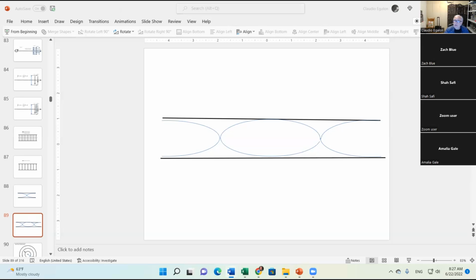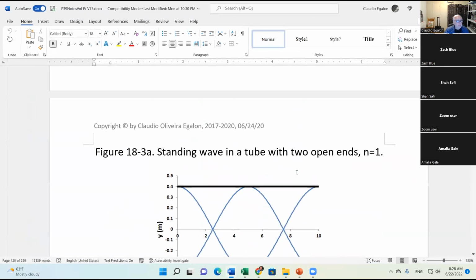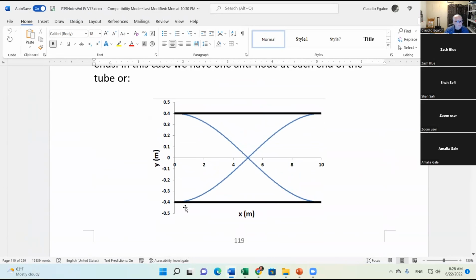Well, I have the illustration here in my notes, so I don't have to keep on drawing it all over again. Okay, so here you go. That's the first mode of vibration, right? This is a sine wave, two sine waves, one upside down, the other upright, with the crests at the edges of the tube, an open end tube. That's the first mode of vibration.